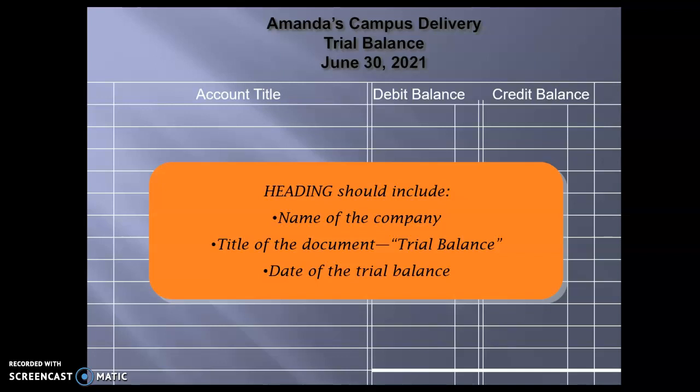Notice it's a trial balance, it's not a trail balance. If you mix the I and the A up, it'll say trail balance. Okay, so always be careful of that when you're putting down your heading. And the date of the trial balance. When are these balances, what day are these balances good on? Okay, and so in this case, it's for June 30th.